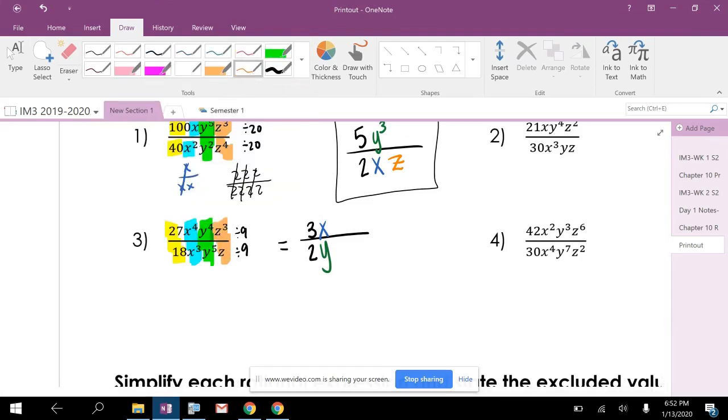And then the very last one here for the z's, I have 3 on top, 1 on bottom, which is going to leave me, again, 3 minus 1 gets me 2. So I have 2 z's left. And it's going to be on the top, again, because the 3 is bigger. Okay. And that's our final answer there.